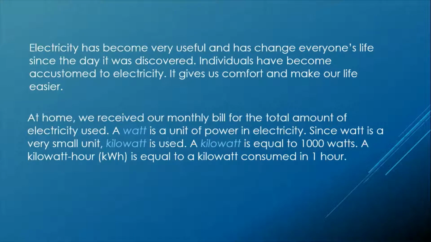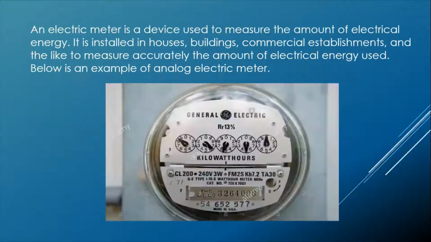At home, we receive our monthly bill for the total amount of electricity used. A watt is a unit of power in electricity. Since a watt is a very small unit, kilowatt is used. A kilowatt is equal to 1000 watts. A kilowatt hour is equal to a kilowatt consumed in 1 hour.